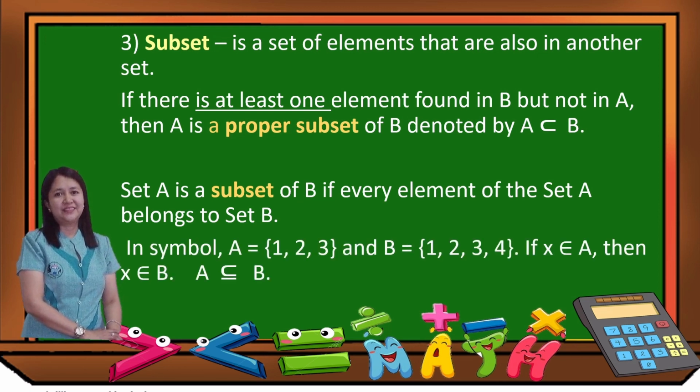Good. In symbol, set A, the elements are 1, 2, 3. Set B, the elements are 1, 2, 3, 4. For example, we have letter X. If X is element of A, then X is element of B. Therefore, A is a subset of B.